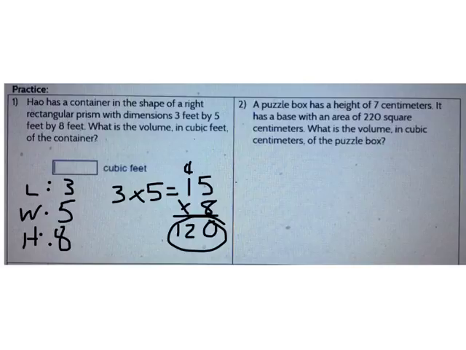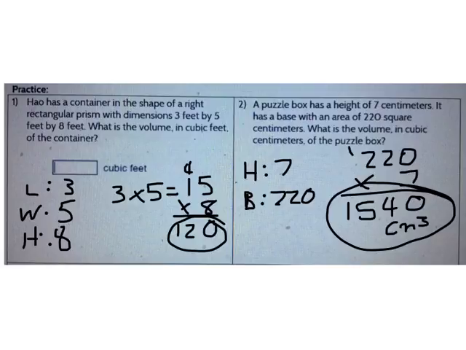Try another. A puzzle box has a height of 7 centimeters. It has a base with an area of 220 square centimeters. What is the volume in cubic centimeters of the puzzle box? Go ahead and find that answer now. Write your answer with no comma. The answer is 1,540 cubic centimeters.